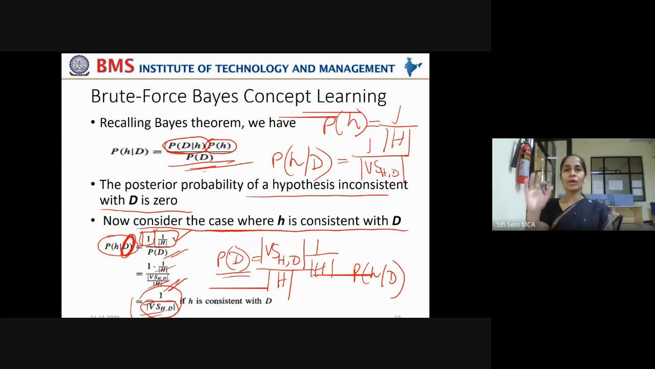You are just substituting what prior knowledge you have. Probability of H shares equal probability because you don't have any prior probability knowledge. That is why you have substituted with 1 by mod H. Now, probability of D can be calculated as version space of H given D divided by number of hypotheses in the hypothesis space. Probability of D is observing the training examples irrespective of the hypothesis made, but you want to find out all the hypotheses that are consistent with these training examples. That is why you are considering the version space HD divided by the number of hypotheses in the hypothesis space.